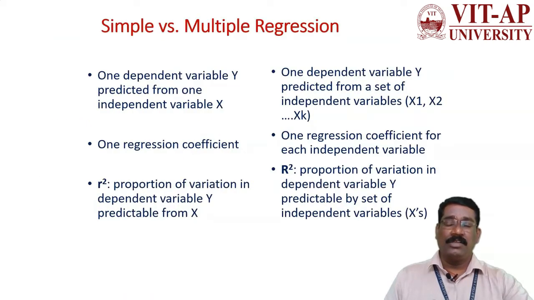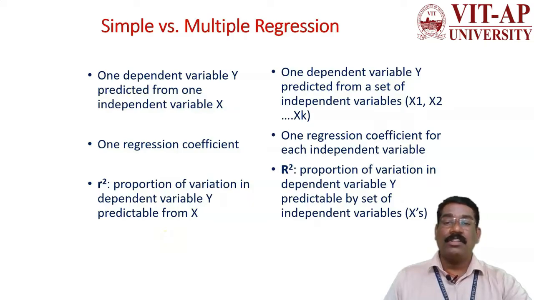And when you talk about the differences between a simple versus multiple regression analysis, it is quite an obvious fact that in simple regression analysis we have only one dependent variable predicted from one independent variable. I need to stress that, one independent variable. Whereas in multiple regression analysis we are using one dependent variable, but it is predicted by multiple independent variables like x1, x2, etc. Do you understand this?